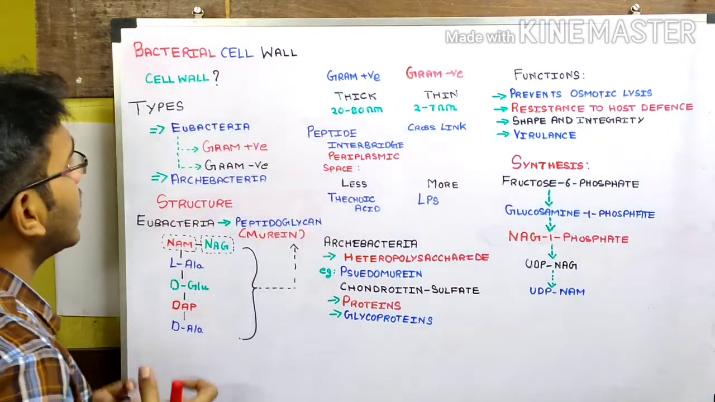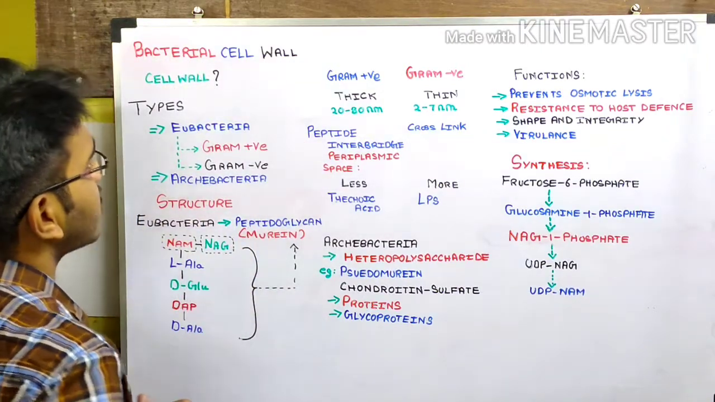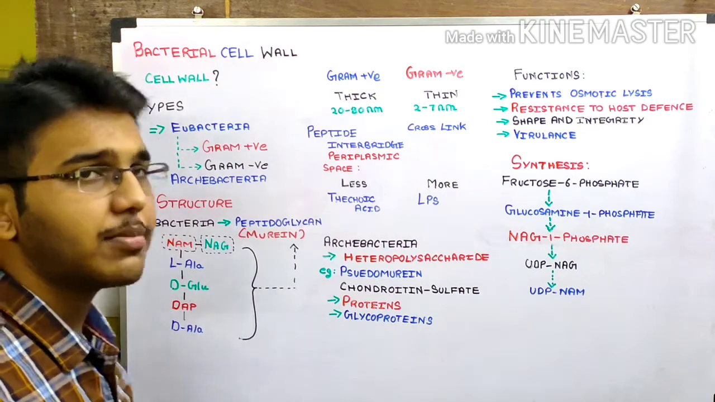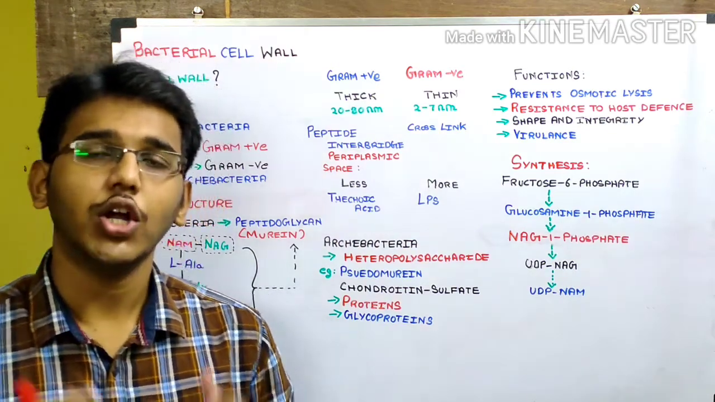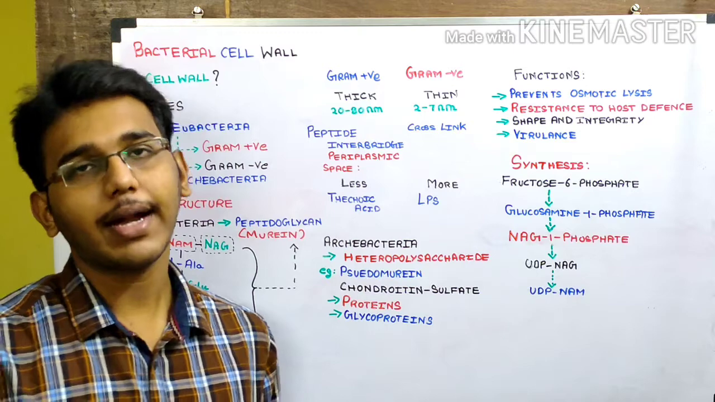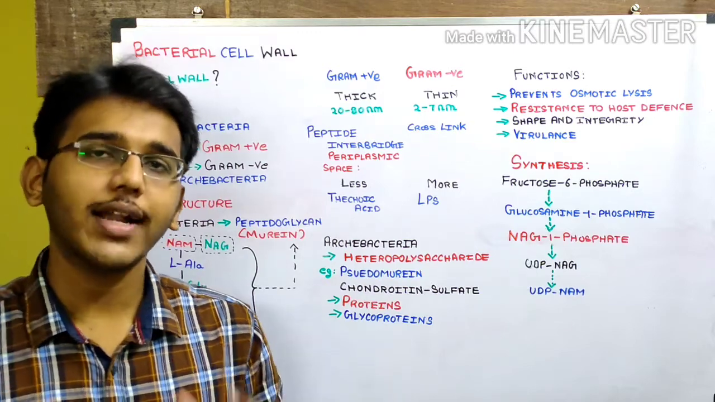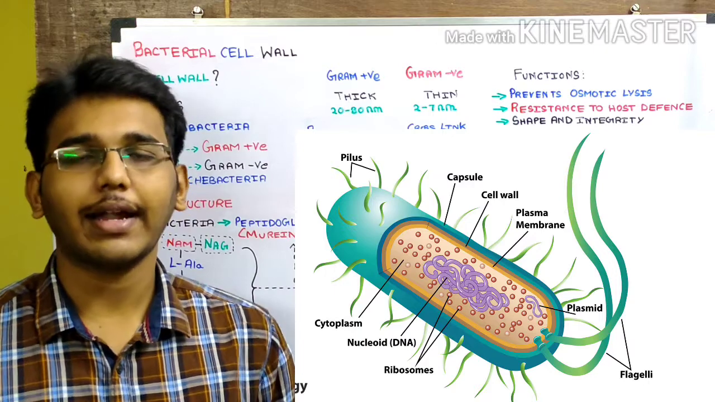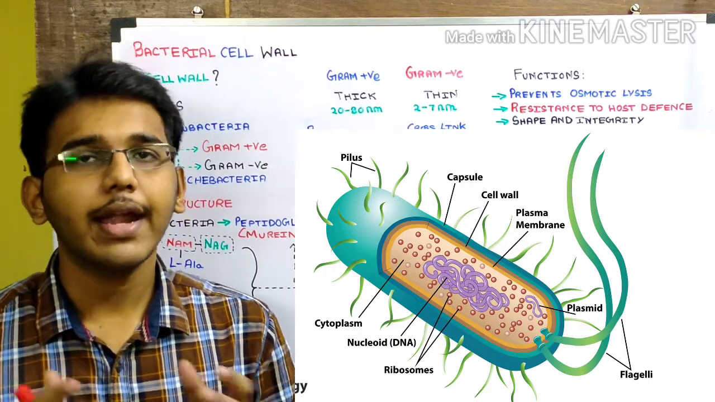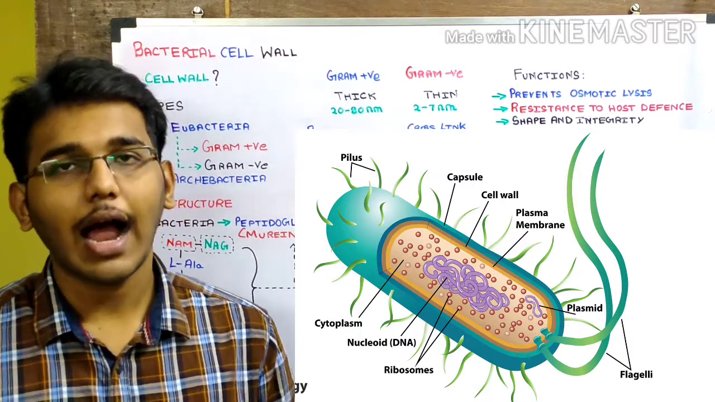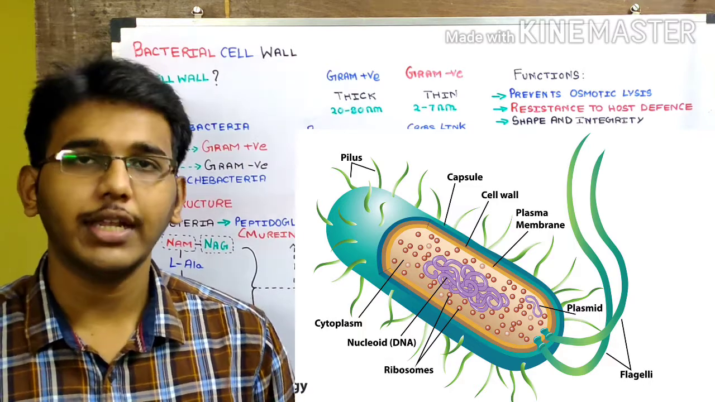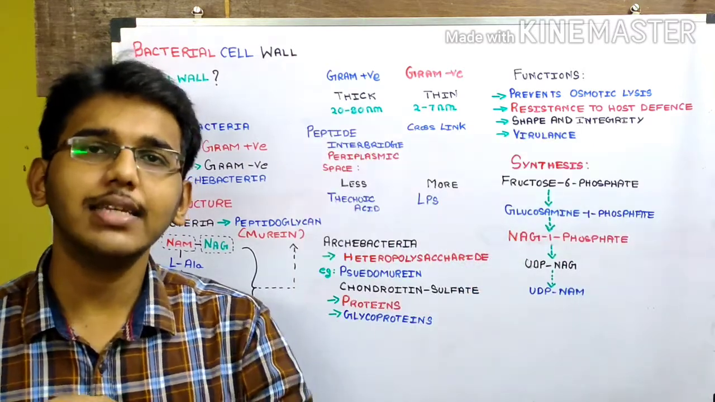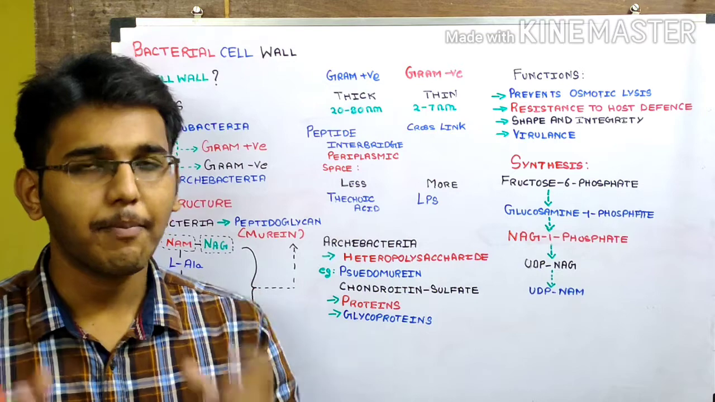First of all, let us discuss the types of bacteria. Bacteria are broadly classified into two major groups, that is eubacteria and archaebacteria. What is a eubacteria? Eubacteria is typically a true bacteria with a peptidoglycan cell wall, a nucleoid and a flagella for motility. That is, it has all the basic organization of a bacteria.